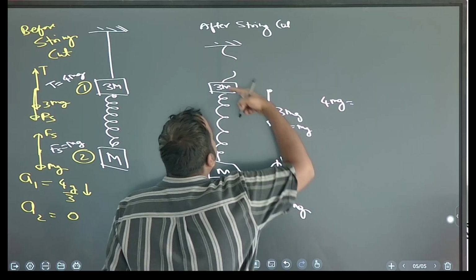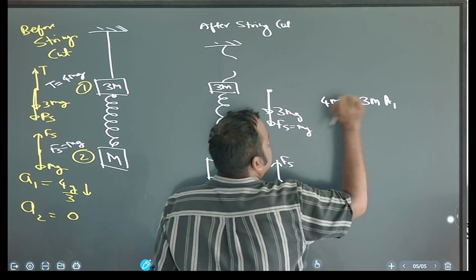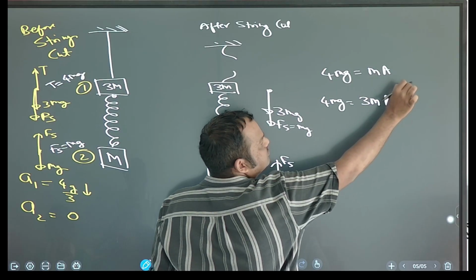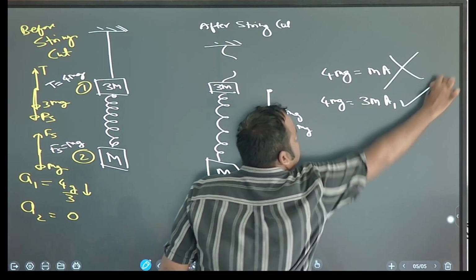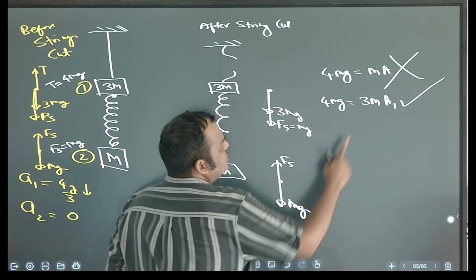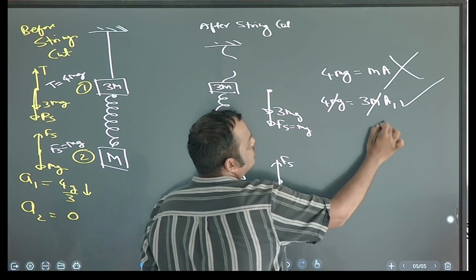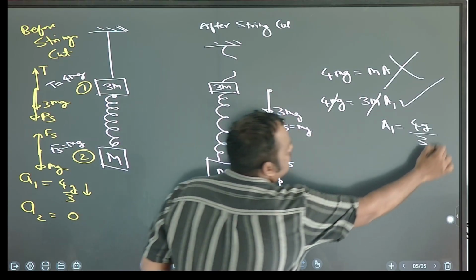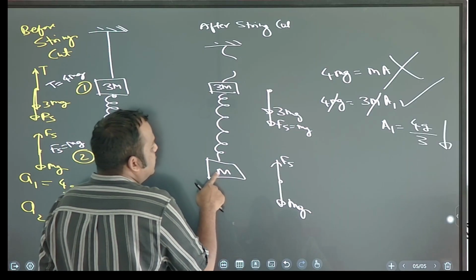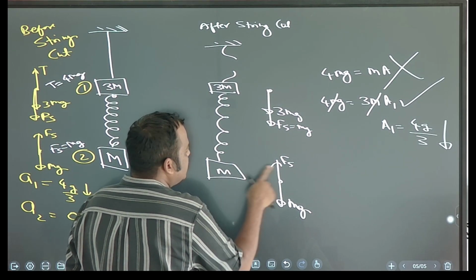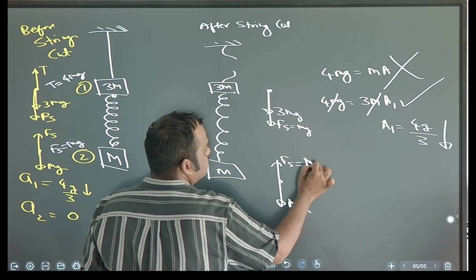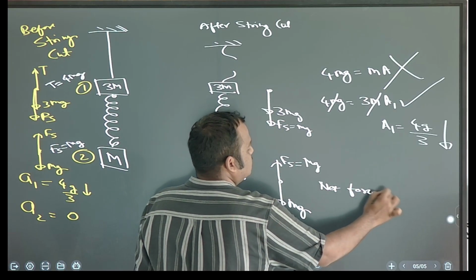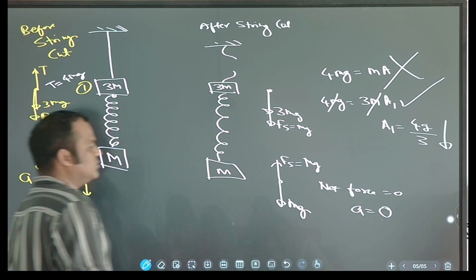So 4 mg is equal to 3 ma. Many students make a mistake here. They will write 4 mg is equal to ma. Okay, this is wrong. What is the mass of this block? 3m. So 3 ma. The m cancels. So A1 is equal to 4g by 3. Good. Net force is downward, so this acceleration is downward. And for this block, Fs is mg. Downward force mg, upward force also mg. So net force 0. So acceleration is 0.